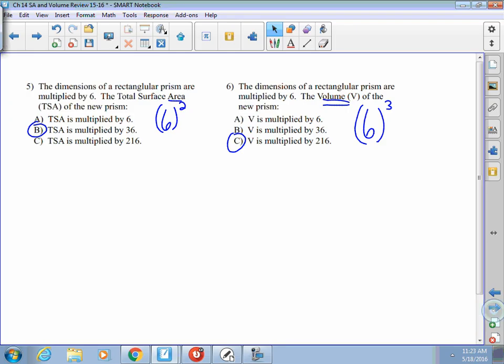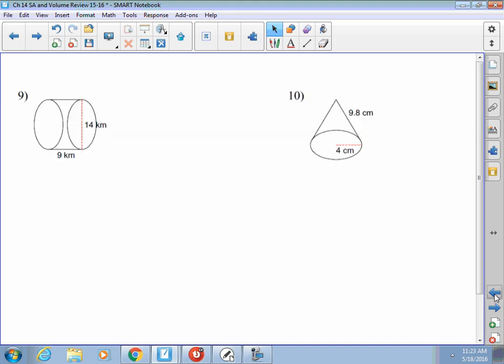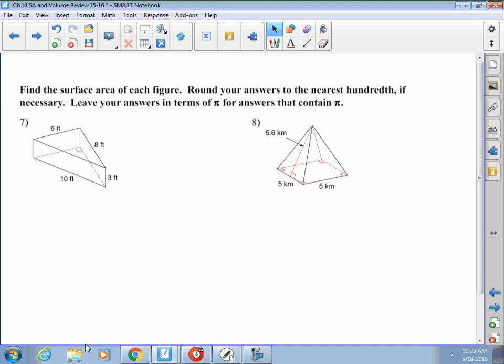Then we're going to go to types of open-ended questions. So I'm going to give you an example of open-ended questions and tell you which ones to really focus on in the review packet. So here we go.